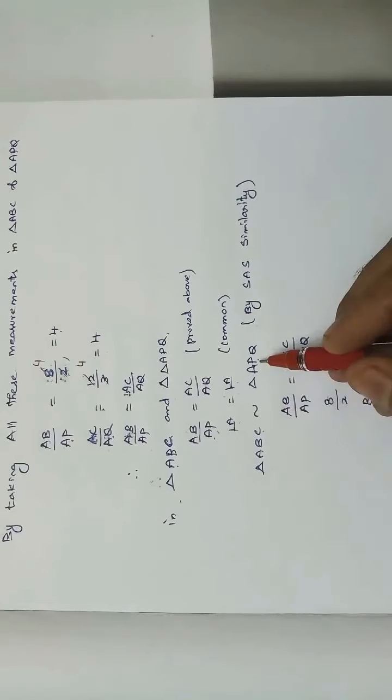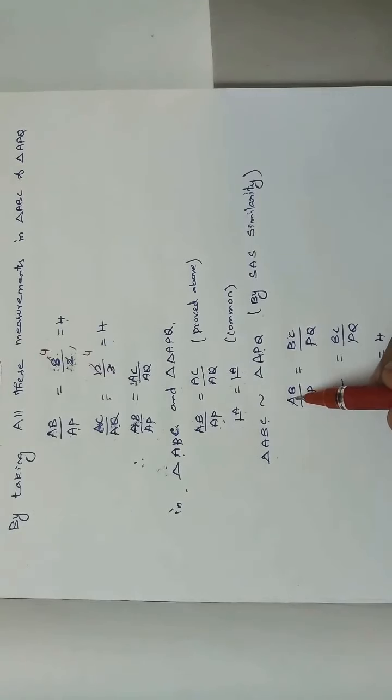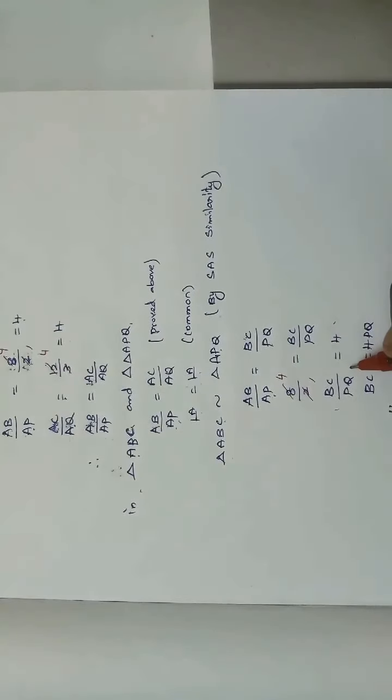If the two triangles are similar, then the sides are proportional. So AB by AP is equal to BC by PQ. That is what we need, BC by PQ. We know that AB is 8 centimeter and AP is 2 centimeter, which simplifies to 4. So BC by PQ is equal to 4. Taking PQ to the RHS, BC is equal to 4 times PQ.